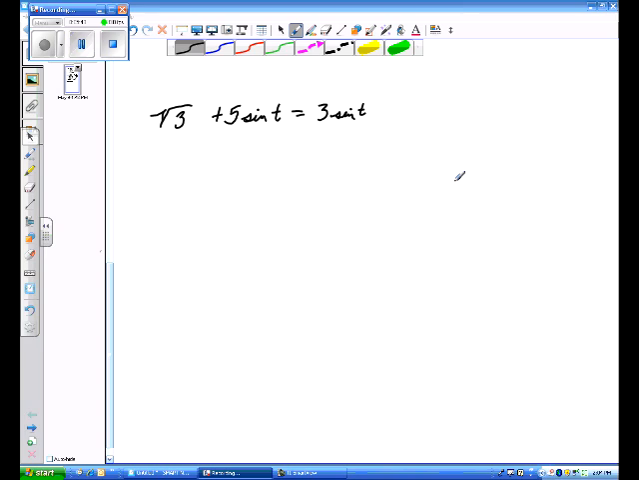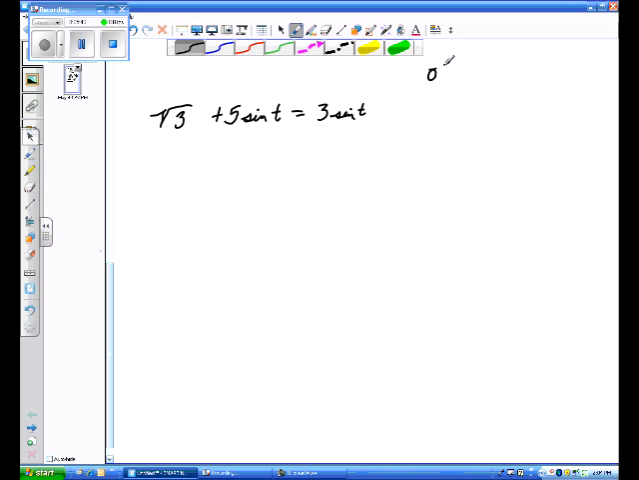Here we have a problem that we want to do. In this problem, we're going to let t be between 0, not 0 degrees, just between 0 and 2 pi. This just means that this is our way of saying that we want our answers done in radians. Now, we solve this just like we would solve the square root of 3 plus 5x equals 3x.